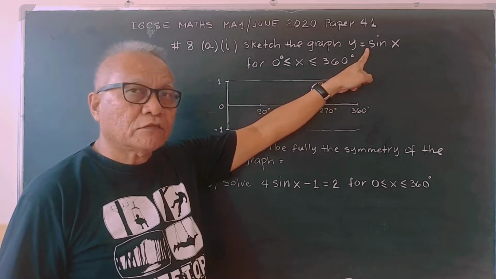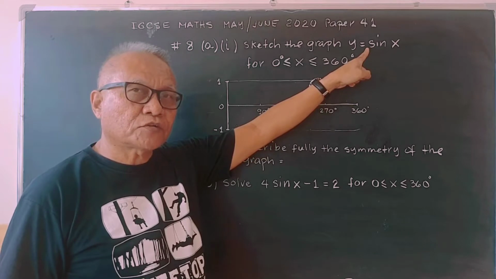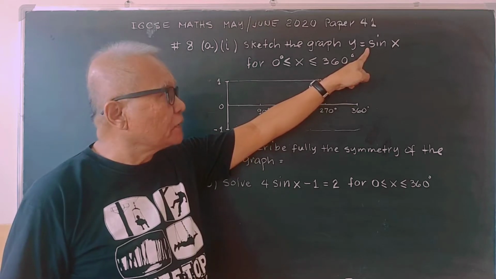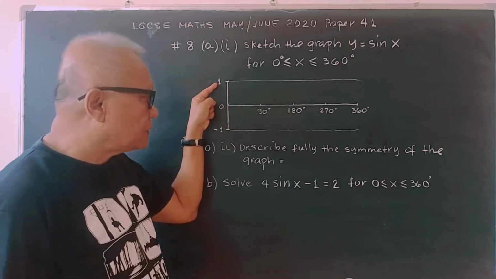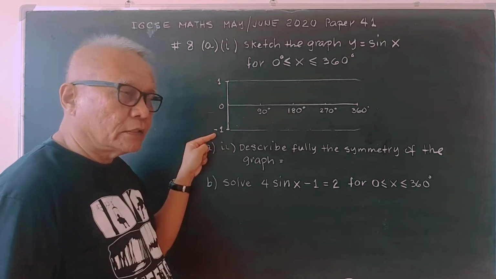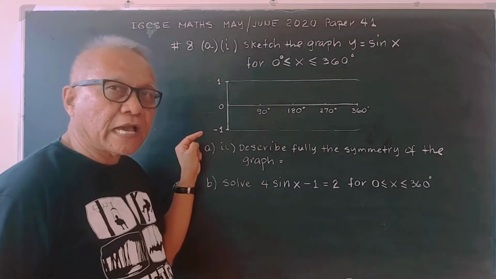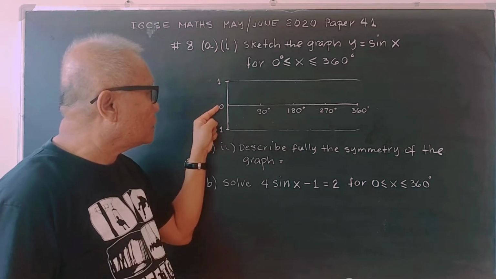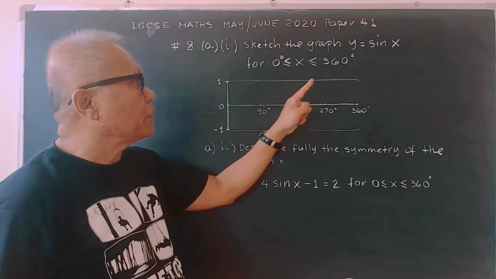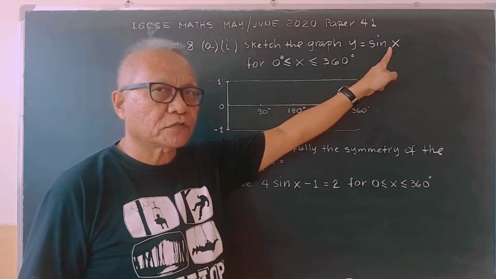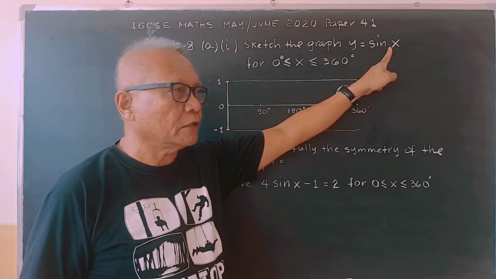The numerical coefficient of our function will be the amplitude. In this case, we have 1. So this 1 and -1, these two are the amplitude. From 0, it's 1. From 0 down, it's 1. Now, we don't have the phase shift or the vertical shift here.